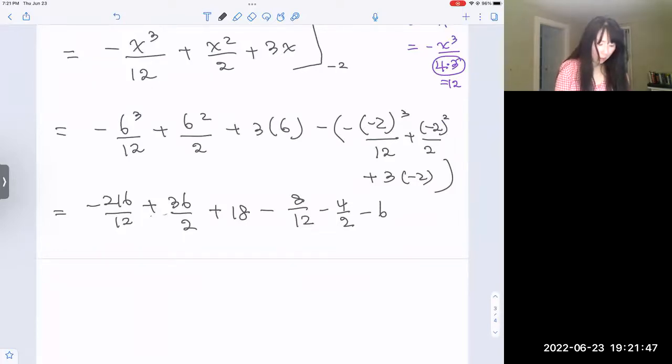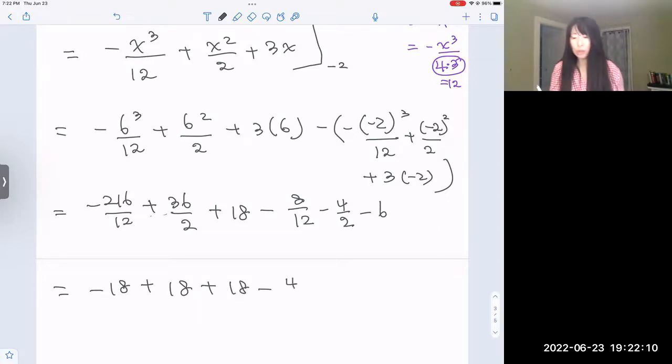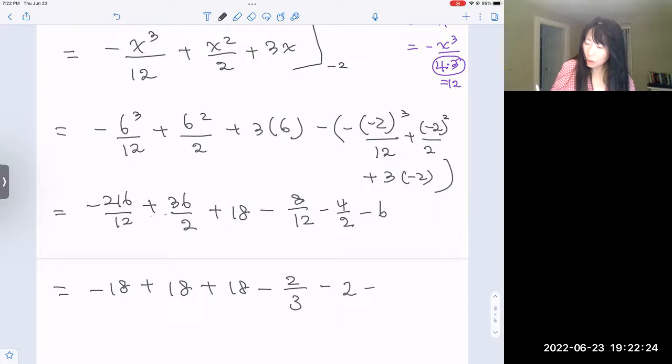Now, 216 divided by 12, we get negative 18, you set up, plus 36 divided by 2, which is positive 18, right? And then the third one is also positive 18, and 8 over 12 is 2 over 3. And then this one is plus just 2.